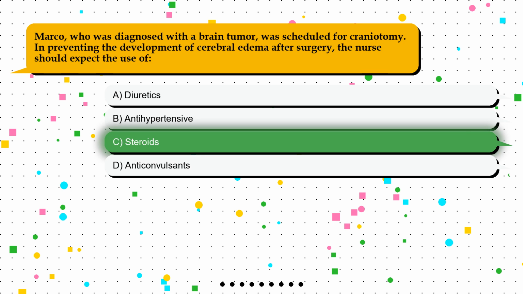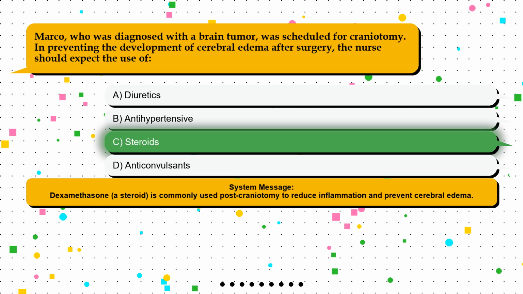The correct answer is option C. Steroids. Dexamethasone, a steroid, is commonly used post-craniotomy to reduce inflammation and prevent cerebral edema.